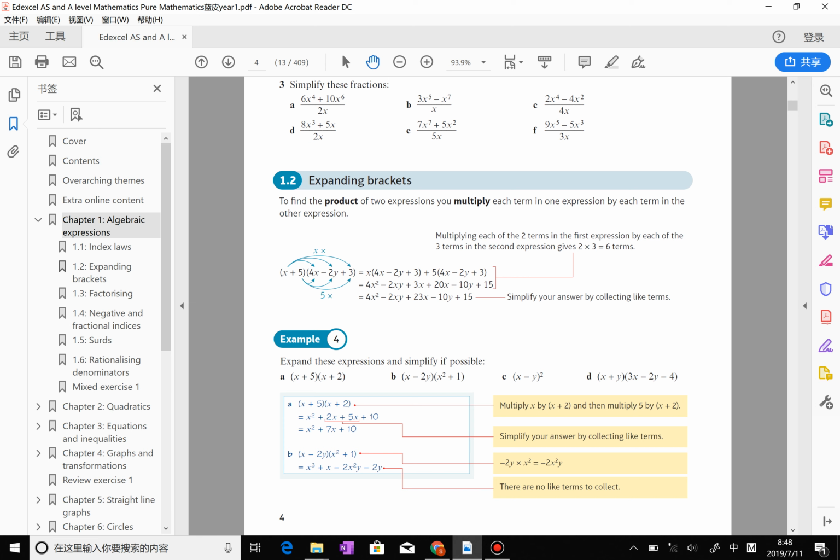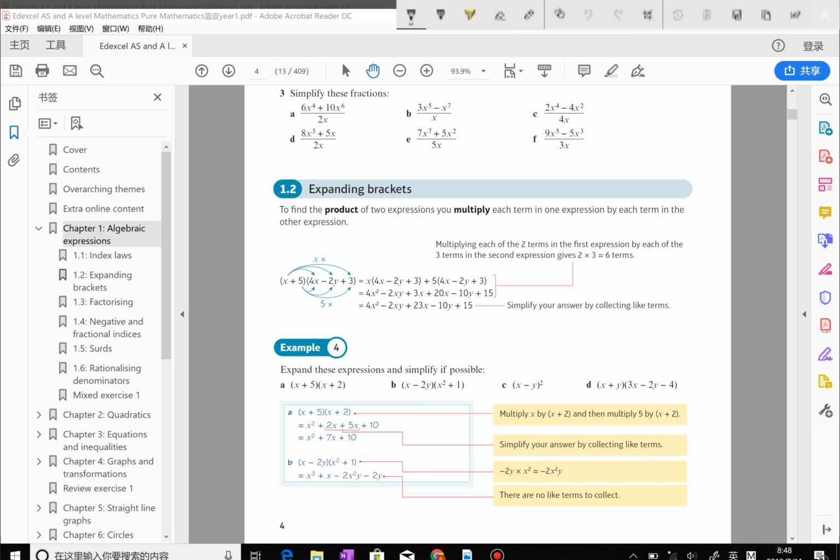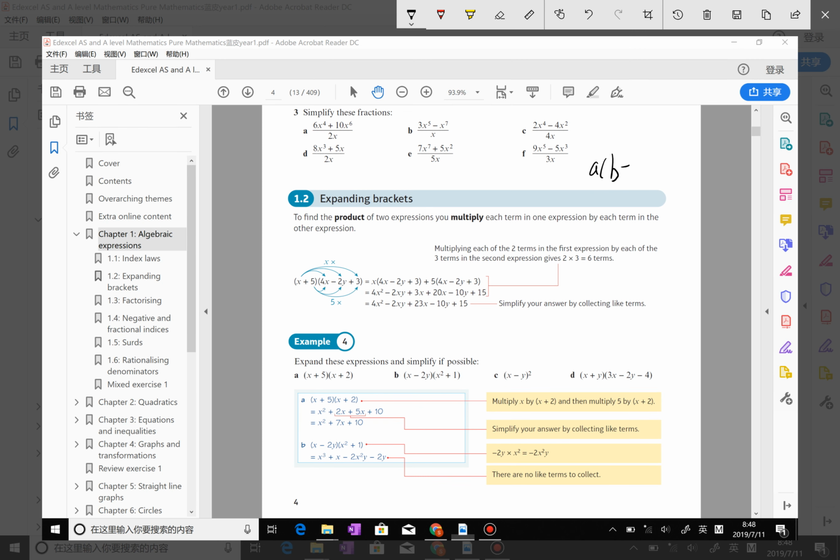Before, we already had some exercises about expanding brackets, of the form a times (b plus c) or a times (b minus c). We have equals ab plus ac or ab minus ac. But at this point, we have two polynomials times each other. So how should we do this?